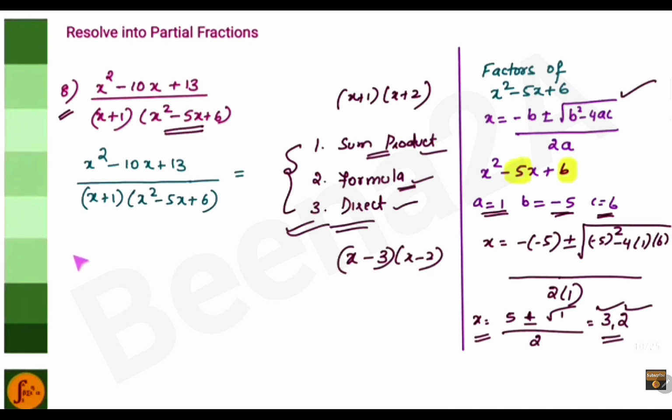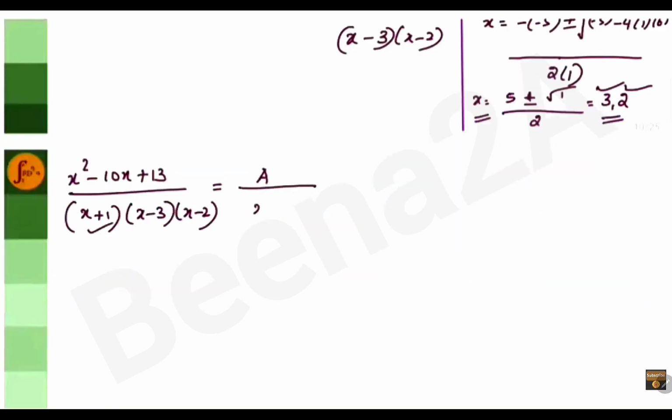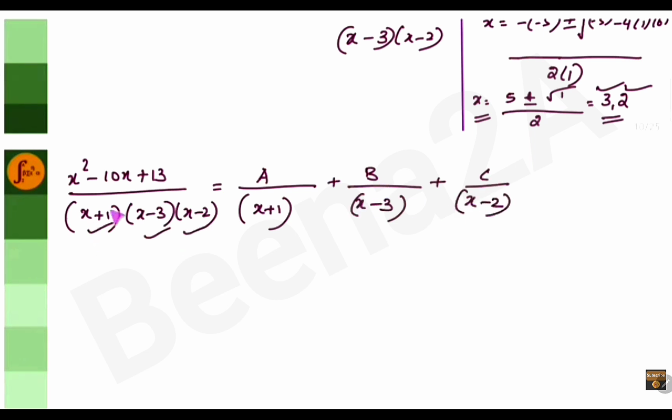So now we'll write x square minus 10x plus 13 by x plus 1, x minus 3, x minus 2. This is equal to a by x plus 1, plus b by x minus 3, plus c by x minus 2. So we've split these 3 denominator terms into 3 separate terms.